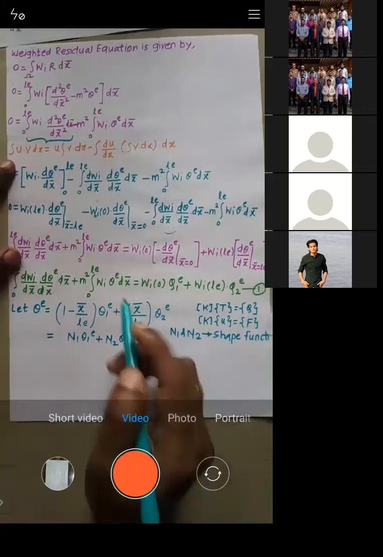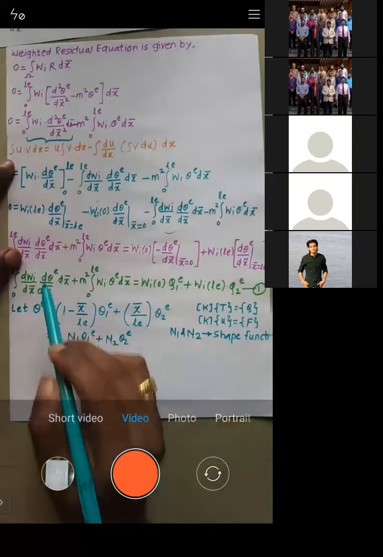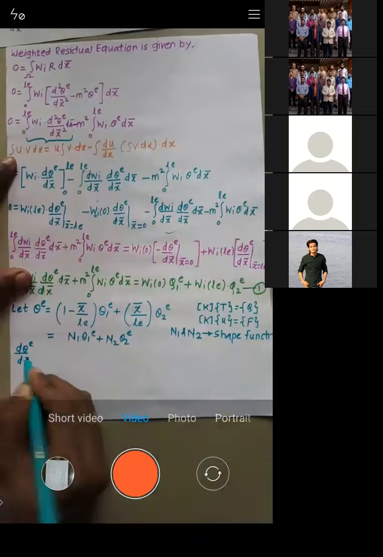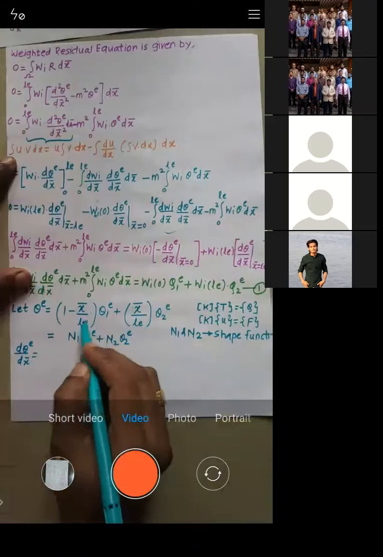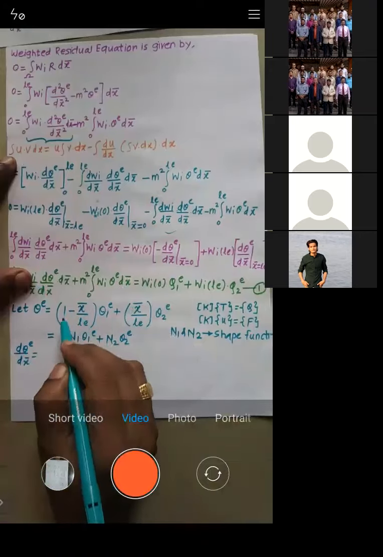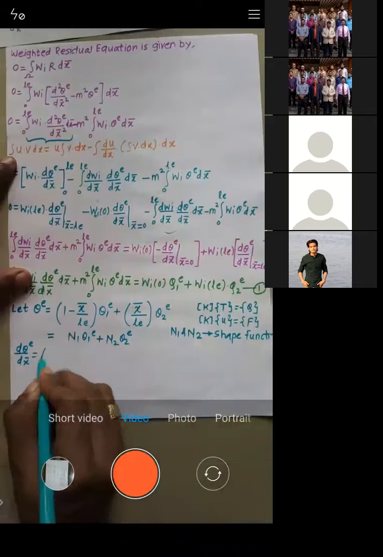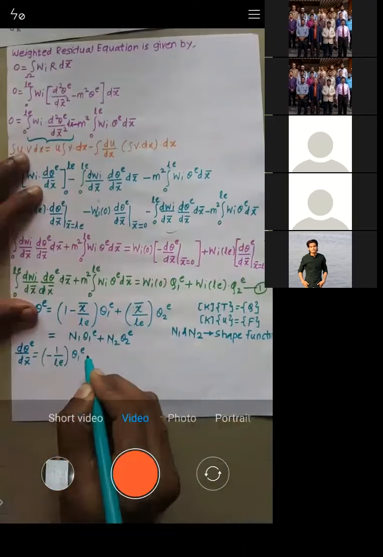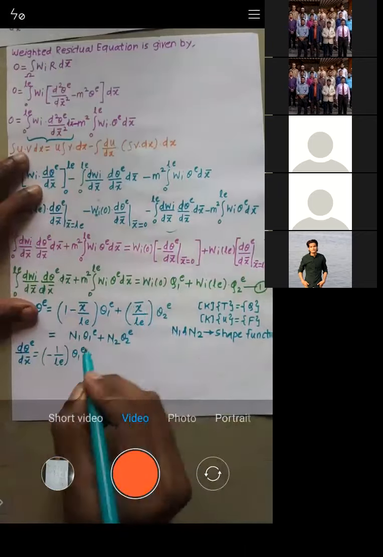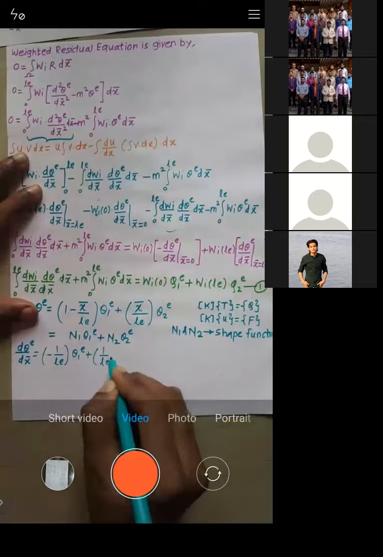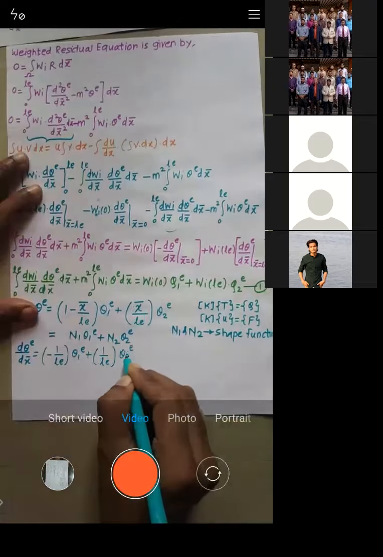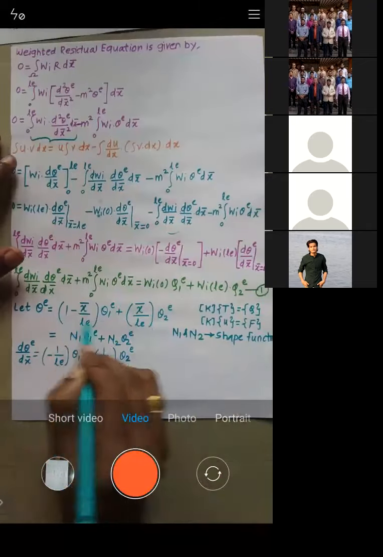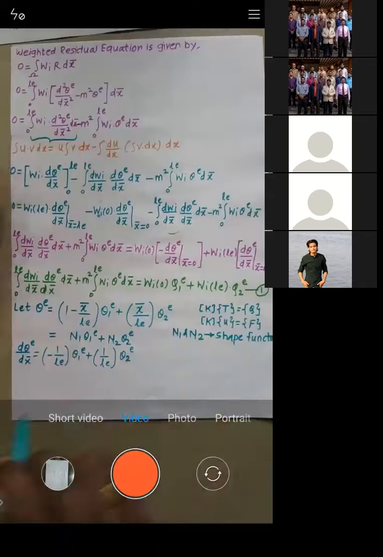Now we got the value of theta. We require the derivative of theta, so let us calculate the derivative of theta with respect to x bar. When you differentiate with x bar, the derivative of 1 is 0. What you will get is minus 1 by LE into theta 1e plus 1 by LE theta 2. Is it okay, all of you? Just differentiate this term with respect to x bar, and this is what you will get.